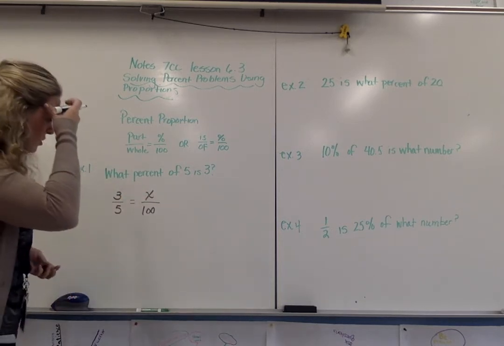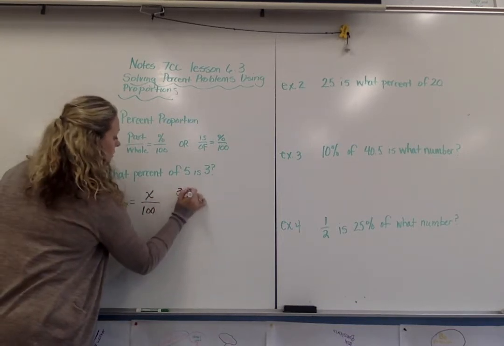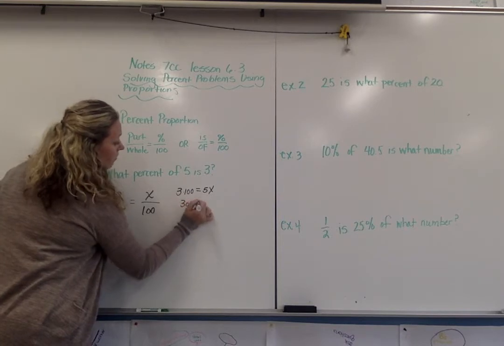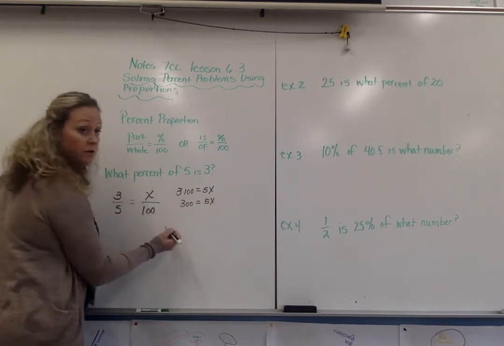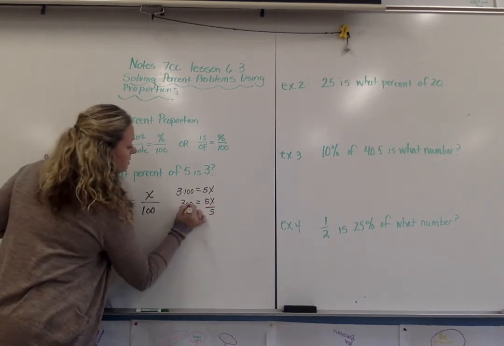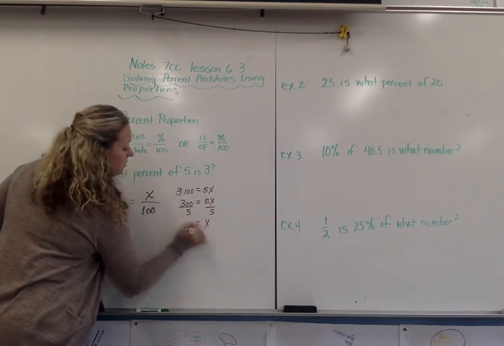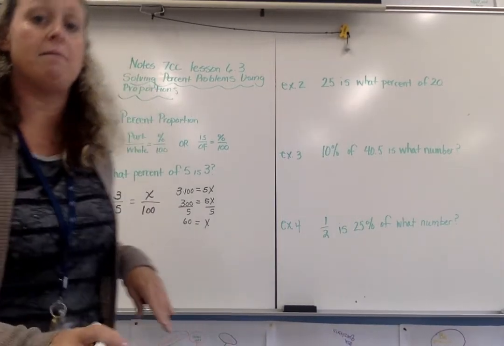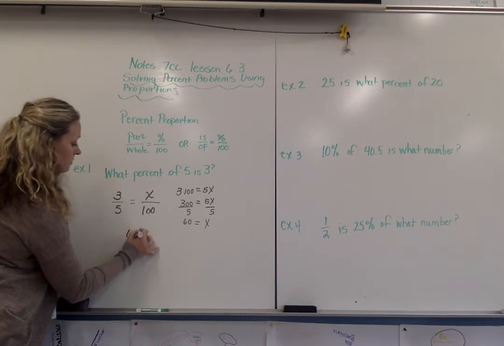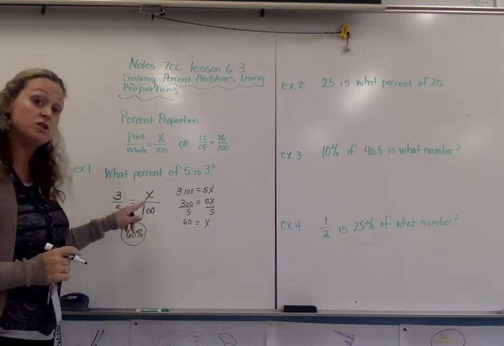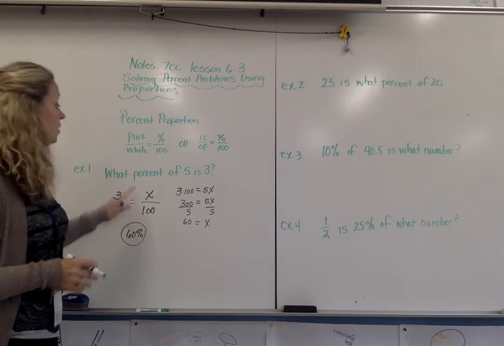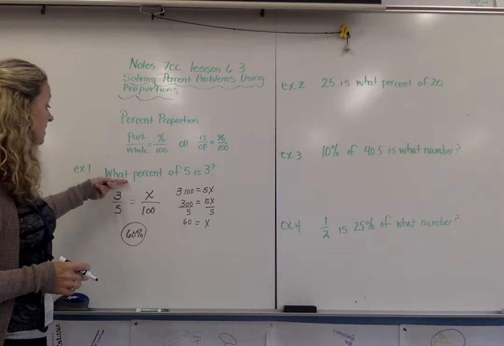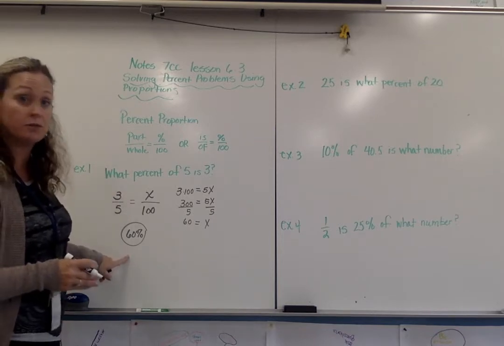When I solve that proportion, I set up an equation that 3 times 100 is equal to 5x. I then solve that equation. 300 equals 5x, and I divide both sides by 5. X is equal to 60. So I'm looking for x is equal to 60. That means my percent is 60%. Please make sure that when you're solving the proportion, you go back and look at what the question is asking, because if it's asking for a percent, the answer should be a percent.